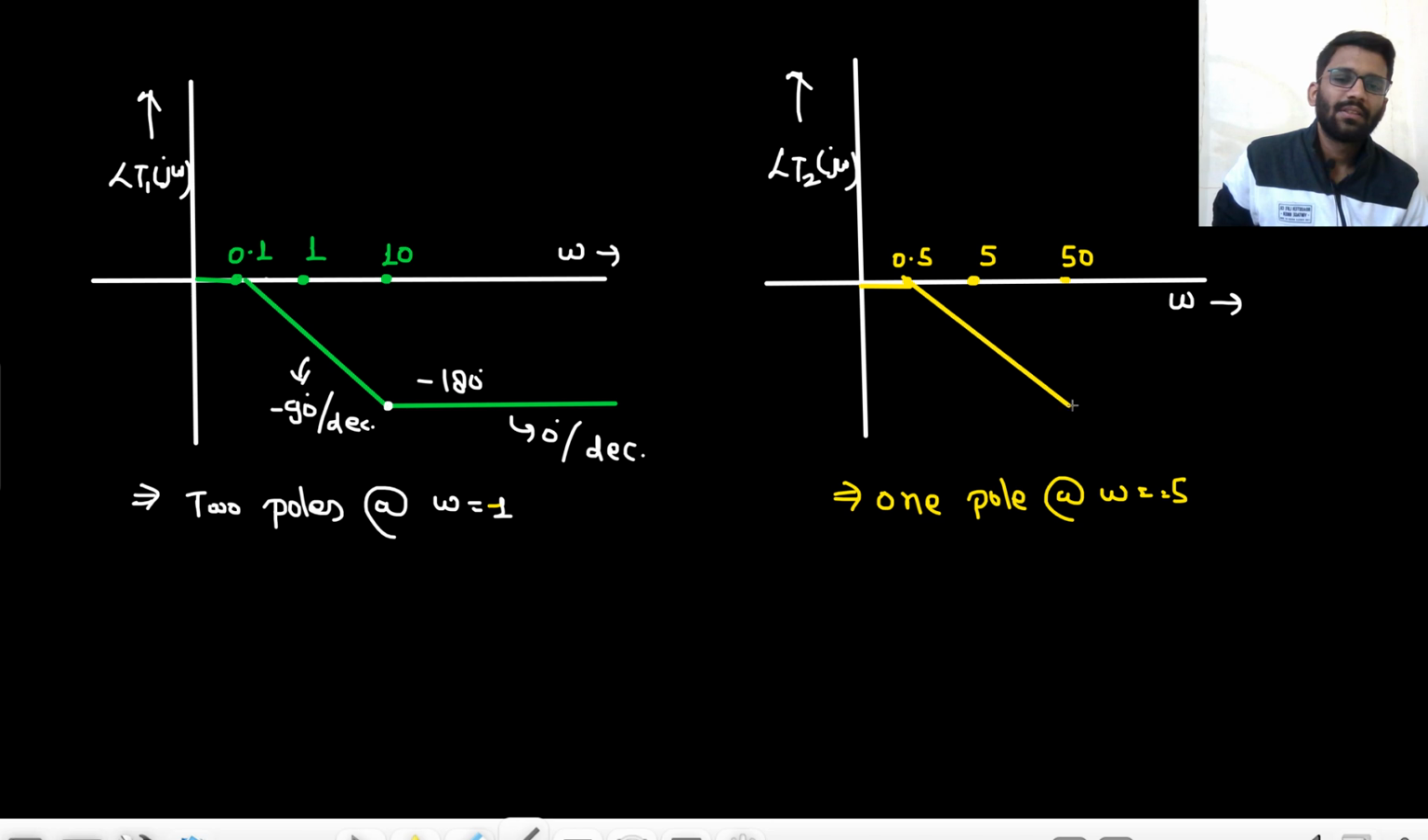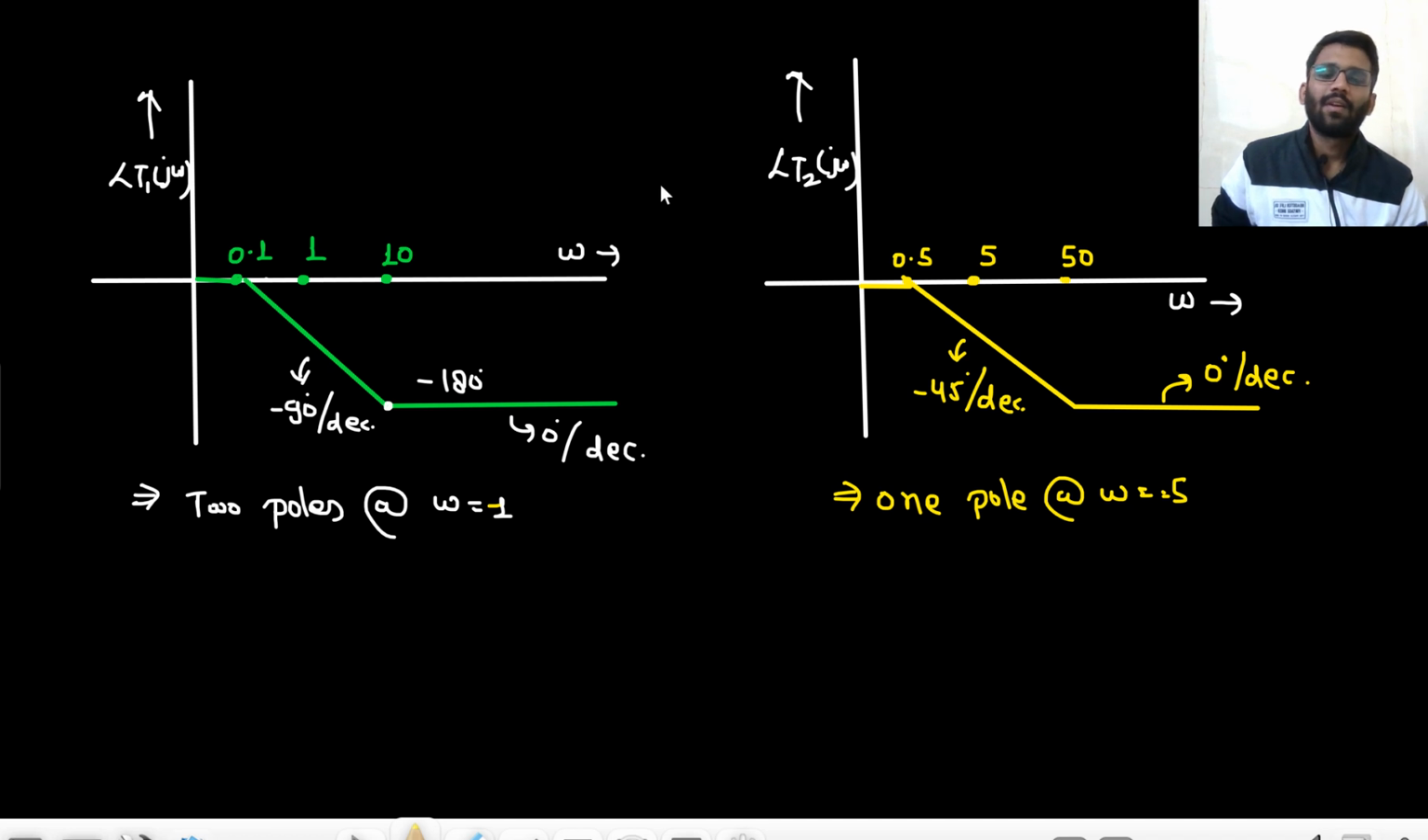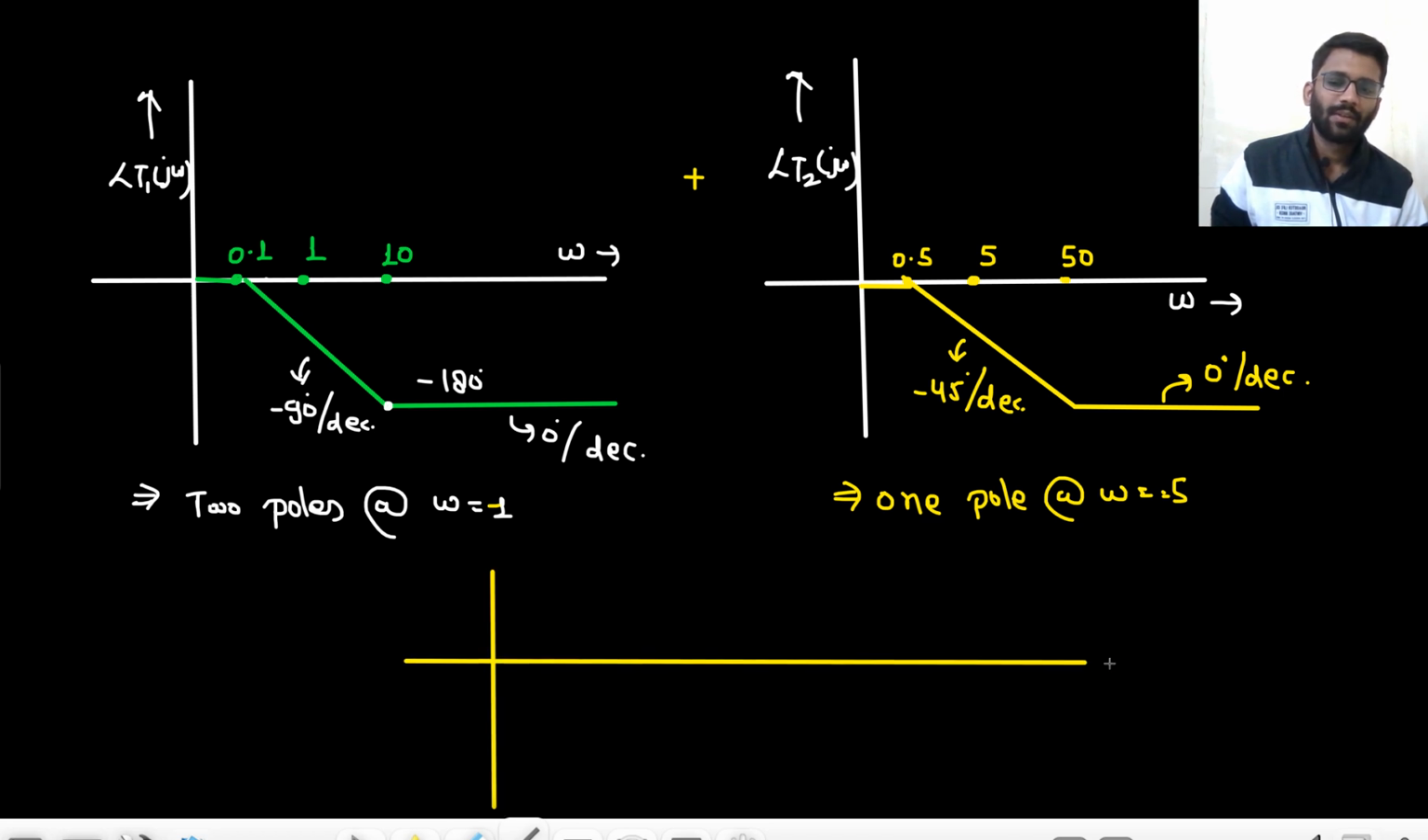The slope is, what is the slope? The slope is minus 45 degree per decade. Okay, and this will be 0 degree per decade. Now I will add them up. So how to add them up? That we will see. Okay, this will be your angle of T of j omega.